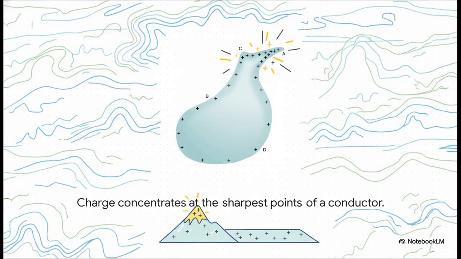So here's the deal. It turns out that on any conductive object, electric charge doesn't spread out nice and evenly. Nope. It likes to bunch up and concentrate on the sharpest points, the places with the teeniest, tiniest radius of curvature. You can see it right here. All those charges are just crowded onto that sharp tip.